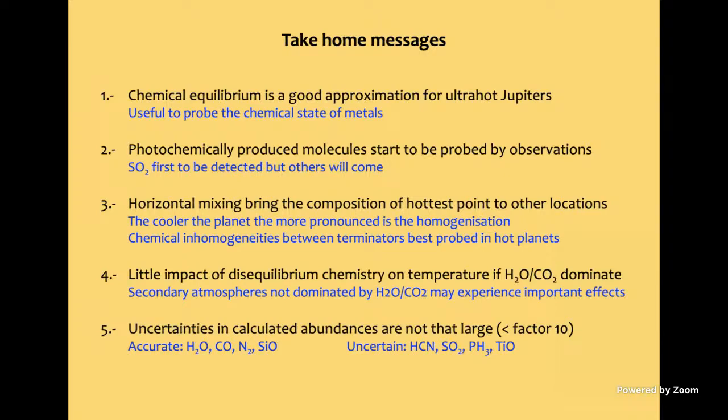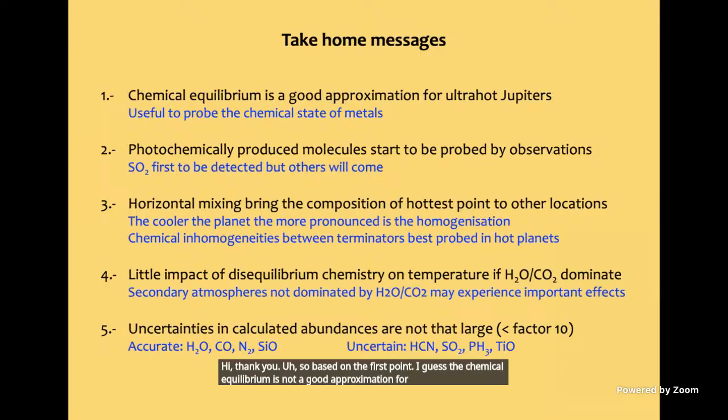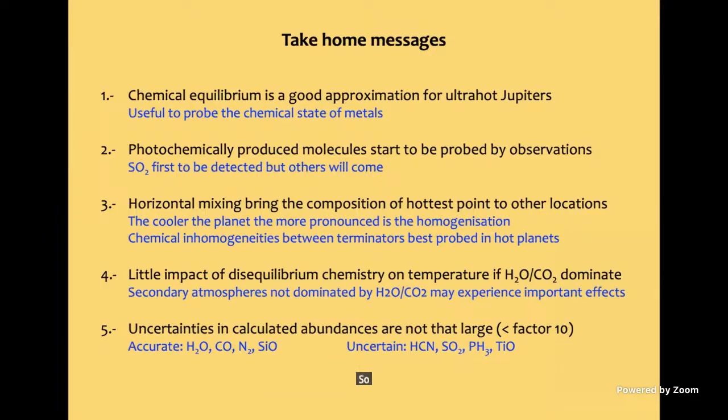Oh, hi, thank you. So based on the first point, I guess chemical equilibrium is not a good approximation for cold planets and Earth-like planets, right? So what is the proper way to model their atmospheric chemistry?